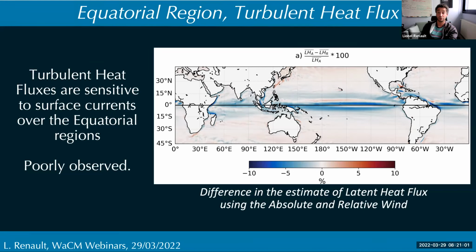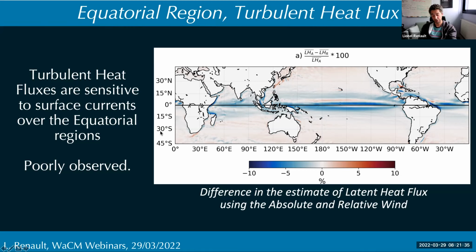But actually, if you don't consider the surface currents, then you will also have an error in the estimates of the turbulent heat flux. So this is an estimate for the latent heat flux. And this is the difference when we use the current or when we just ignore the current in the estimate of the latent heat flux, absolute here and relative here. So basically, especially over the equatorial region, we do have an error of up to 10% in the estimates of the latent heat flux. And also, I don't show it here, of the sensible heat flux.